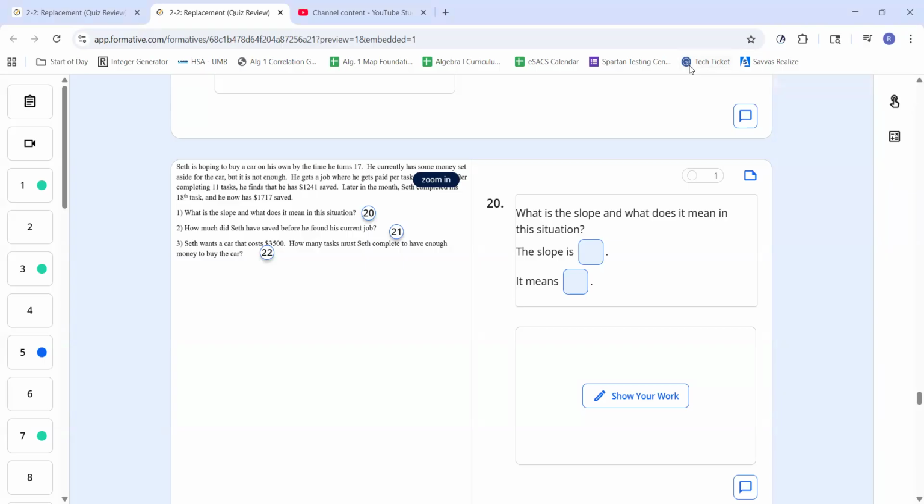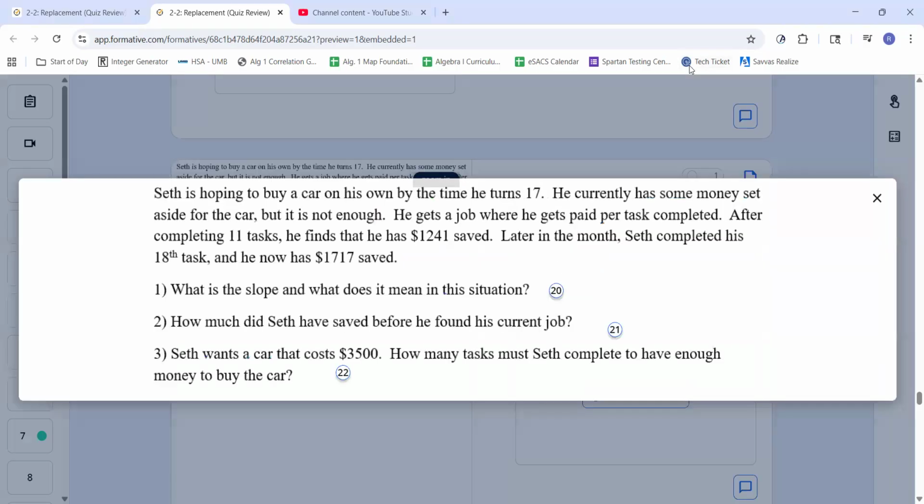So, Seth is hoping to buy a car on his own by the time he turns 17. He currently has some money set aside for the car, but it is not enough. He gets a job where he gets paid per task completed. After completing 11 tasks, he finds that he has $1,241 saved. Later in the month, Seth completed his 18th task and he now has $1,717 saved.